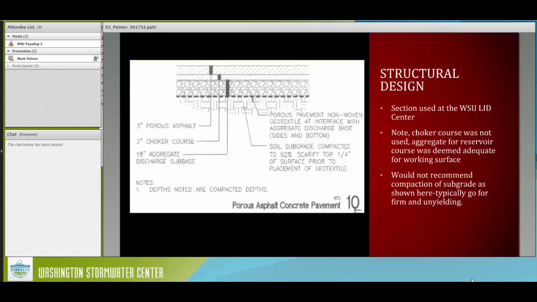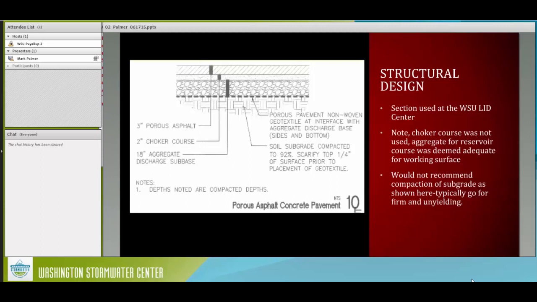And just as an example, we can show what's at the WSU LID Center. This is what we designed for that section. Again, this is on poor till soils, poorly draining to the order of 3/1000ths of an inch per hour. There we're using 18 inches of aggregate and 2 inches of choker. However, the 2-inch choker was not used. It was determined that the aggregate base was sufficient to support the asphalt pavers, so the choker course was just converted to aggregate base for 20 inches total over 3 inches of porous asphalt.